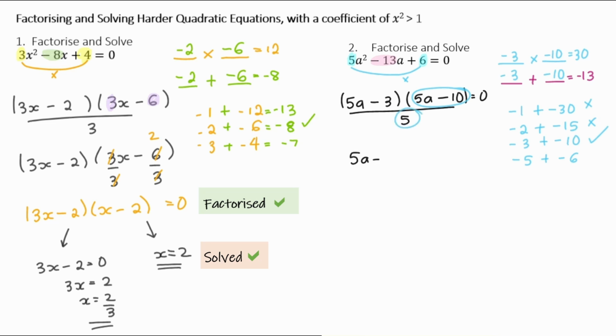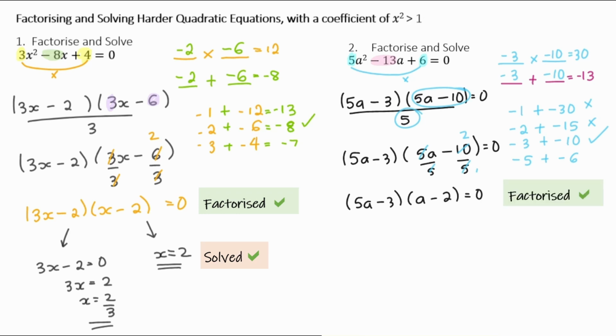So we are going to write the first bracket as 5a minus 3, and in the second bracket, we are going to put 5a minus 10, but divide both of these terms by 5. So 5 cancels 5, and 10 divided by 5 gives us 2. So we can now write this in a factorized form as 5a minus 3 and a minus 2. So this is our factorized form.